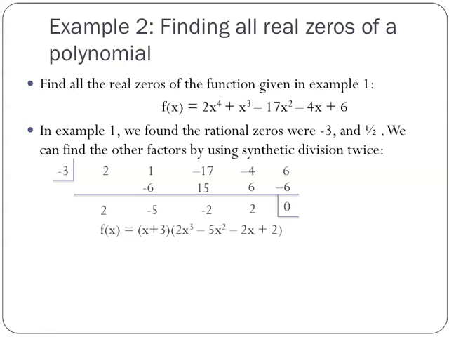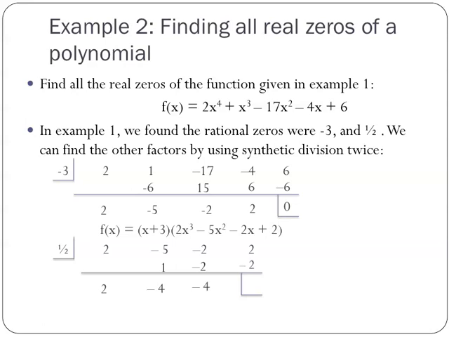Now we want to continue, and we want to factor out the 1/2. So we do synthetic division again. And this time, instead of using the original equation, we want to use what's remaining. So the 2, -5, -2, and 2. So now we'll do the synthetic division again. Bring the 2 down, times 1/2 is 1. And then we get -4. Multiply by 1/2, that's -2. And then we get -4.